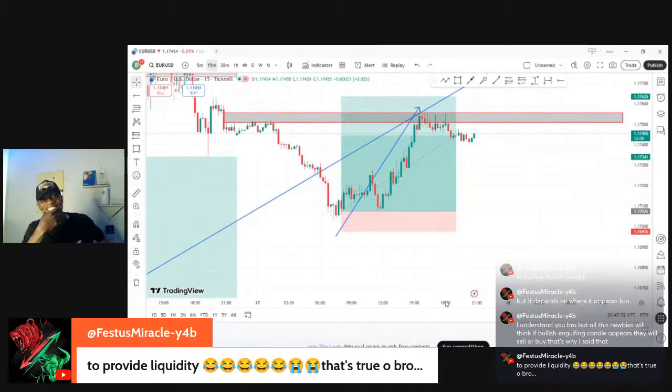That's very true. You understand? Some people are just in this particular space to provide liquidity for the market to move. That's just it. Some people are in this particular space to provide liquidity.